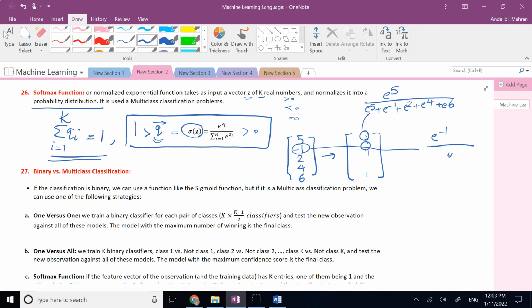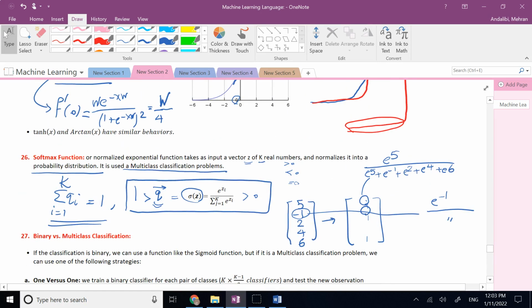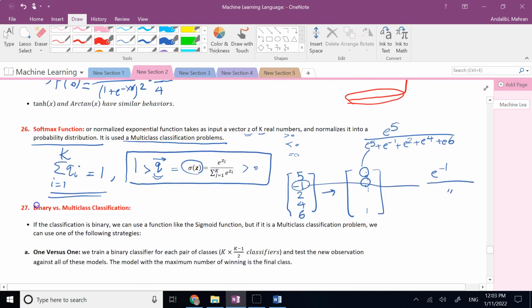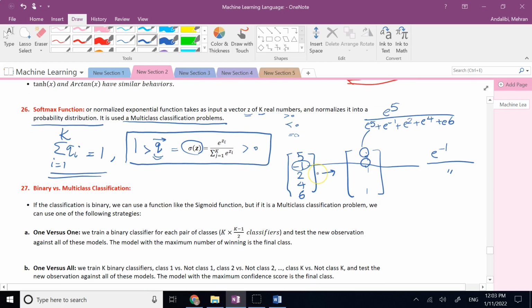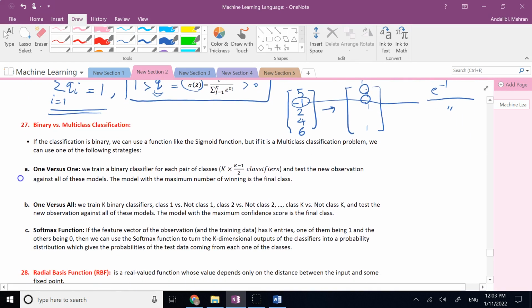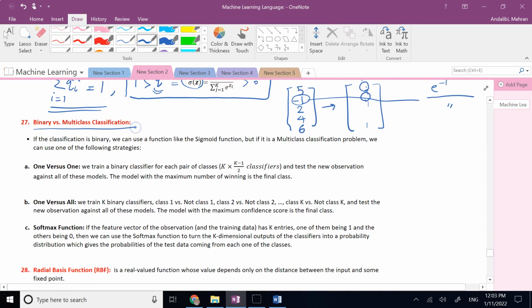And where is it useful? One of the places it is useful is in multi-class classification problems. Most of the stuff we have seen so far were binary classification. You have class 1 or class 2. Many times you have more than 2 classes and you want to know which category your data belongs to. That's where the softmax function comes into play, and that's exactly our next topic, binary versus multi-class classification. So let's take a look at that and then we'll see how the softmax function can be used.